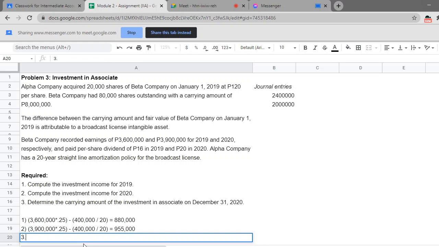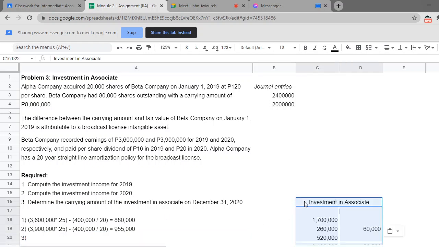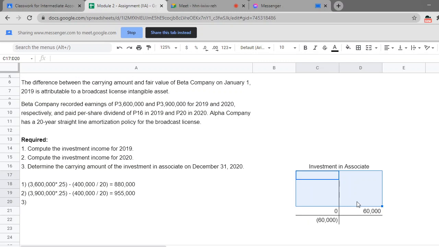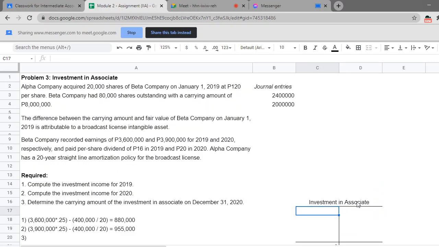And lastly, our carrying amount. Kaso, the carrying amount na tinatanong is on December 31, 2020. So, 2 years na changes ang ato i-adjust. So, let's use again our T account, mahiwagang T account. Okay. Our cost was 20,000 times 120. So that's 2.4. We have share in the profit for 2019. That was 3.6, 3.9 pila tanan. We have 7.5 tanan. 7.5 million times 25. So we have 1875.